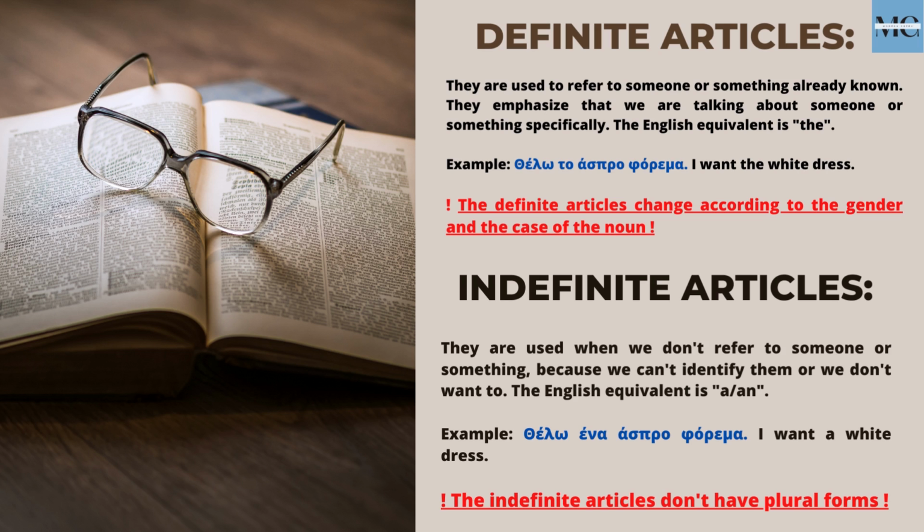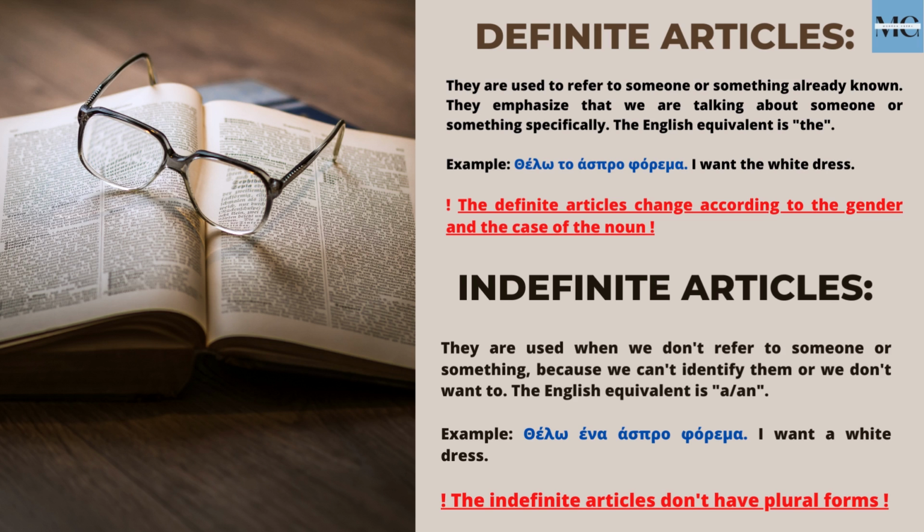The definite articles change according to the gender and the case of the noun. You have to remember that. So here in this case we see the definite article in accusative case for neutral gender, το άσπρο φόρεμα.